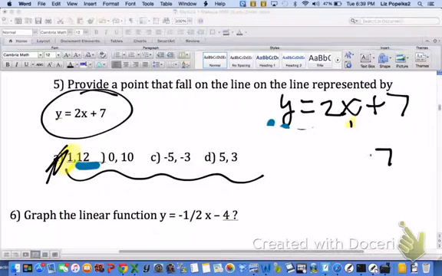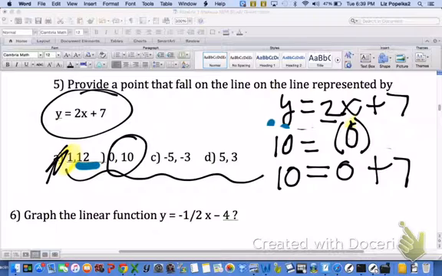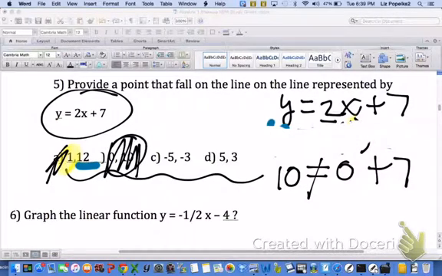So let's plug in the second option. So the second one, 0 and 10. So if I plug a 0 in for x, if this one is the right one, I should get 10 out for y. So 2 times 0 is 0. 0 plus 7 isn't 10. So that one's not going to work either.